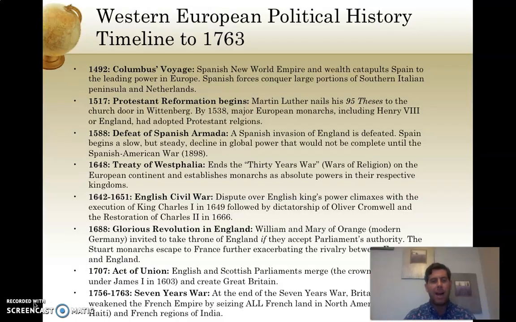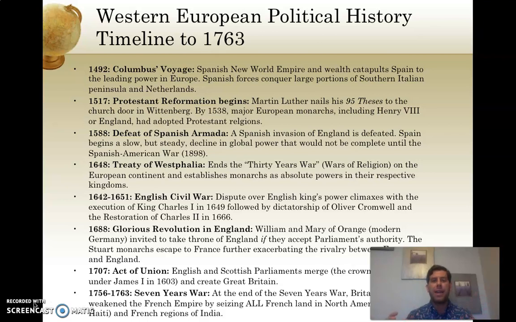And here's an important slide that when you're reviewing these slides that I post, you might want to come back to as you're reading this chapter and thinking about the different revolutions. This is a very rough and general outline of a political history timeline from 1492 to 1763. That's a huge chunk of time, and there's a lot going on during this period that I do not list in this slide.